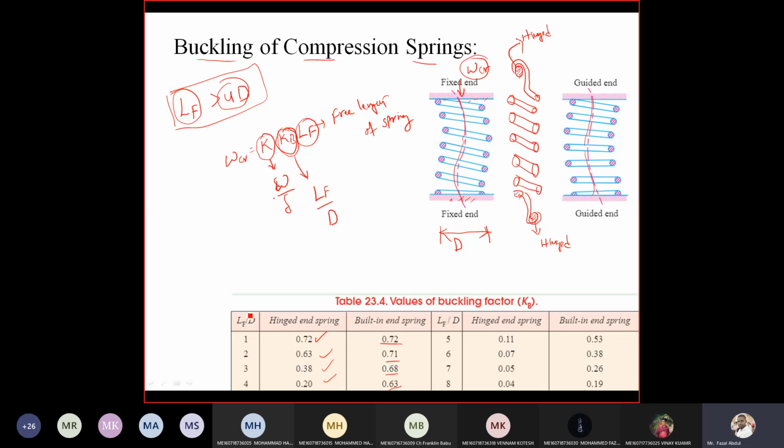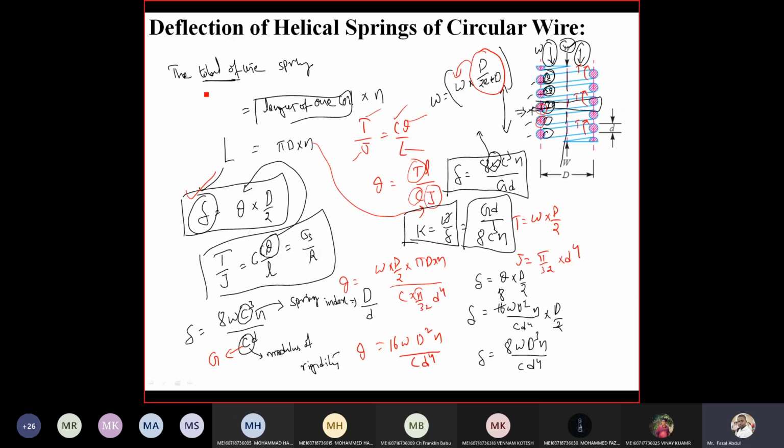So the L by D ratio is 1, 2, 3, 4, 5, 6, 7, 8. This is the ratio. This ratio will be given in the question. So as per the ratio, we have to select this KB value here. Okay. So this is about the total deflection of helical coil spring.